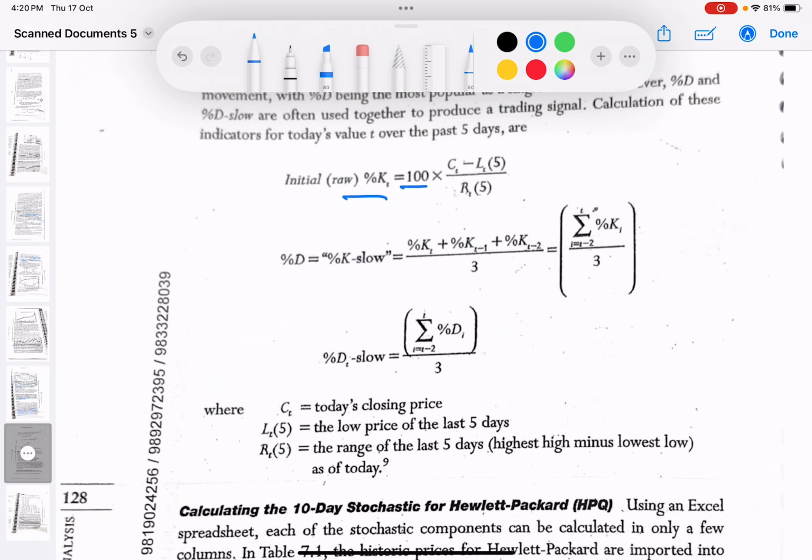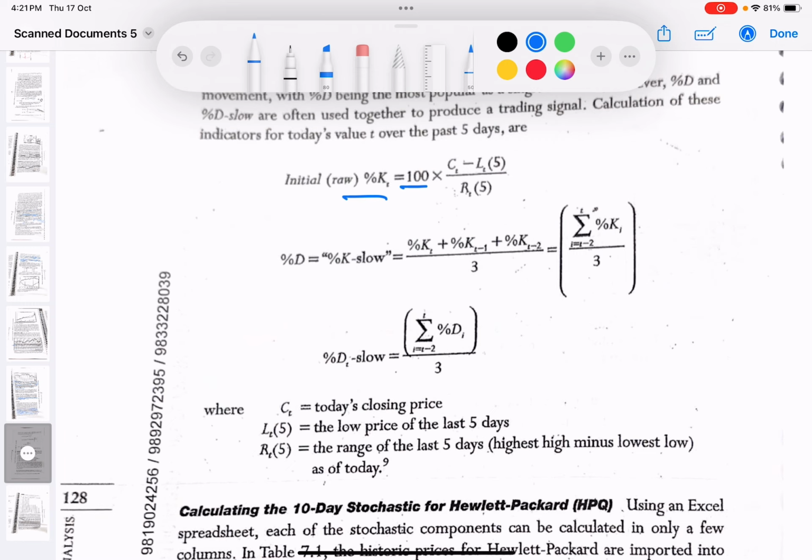And what is D%? D% is the K% of today plus the K% of yesterday plus the K% of the day before that, divided by 3. And what is D% slow? It is the summation of the D divided by 3. Take a moment, write down these formulas and try to learn them along with this video itself.